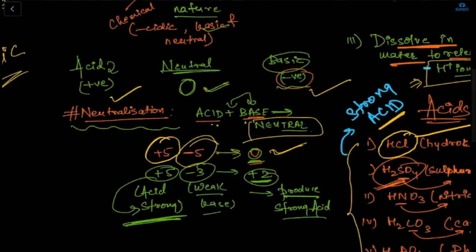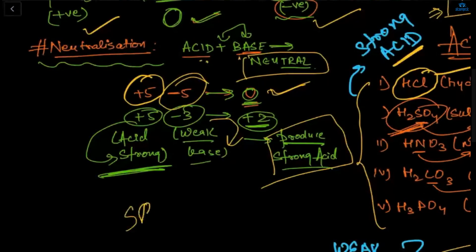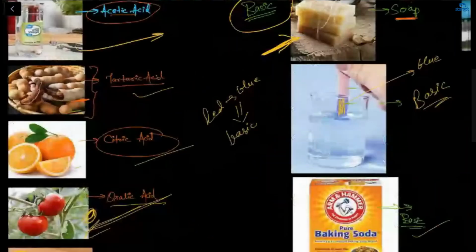Now if I'm taking plus 5 and minus 3. Minus 3 means a weak base and plus 5 is a strong acid. So if I'm mixing a weak base with a strong acid, what will we get? We will get a strong acid, right? And if I am mixing a strong base plus a weak acid, what will we get? We will get a strong base. Yes, very good. So these are the differences.